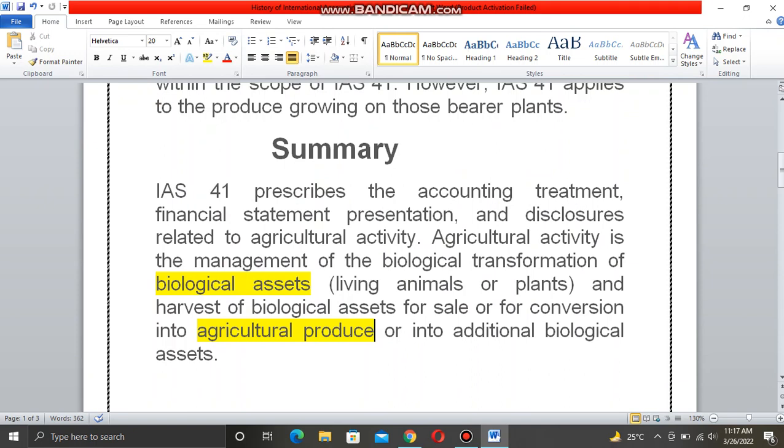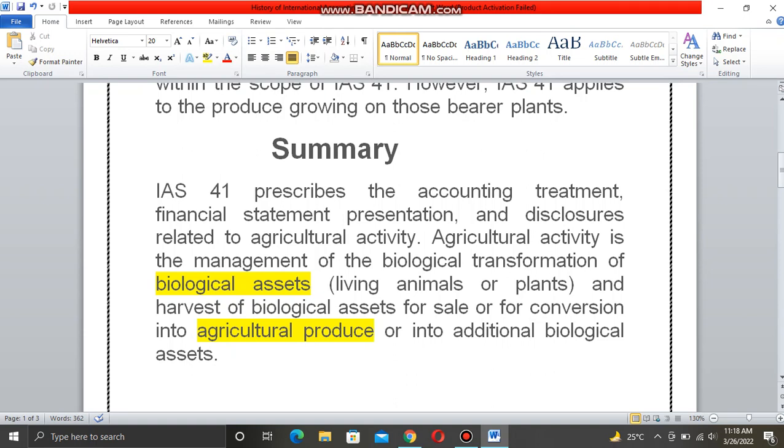What are biological assets? I'm giving you one example: a cow. A cow is a biological asset. A plant is a biological asset. But the milk inside the cow is agricultural produce. A plant is a biological asset, but the fruit which is hanging from the plant is agricultural produce. When we harvest the fruit, or we milk the cow, then that becomes inventory, which falls under IAS 2.